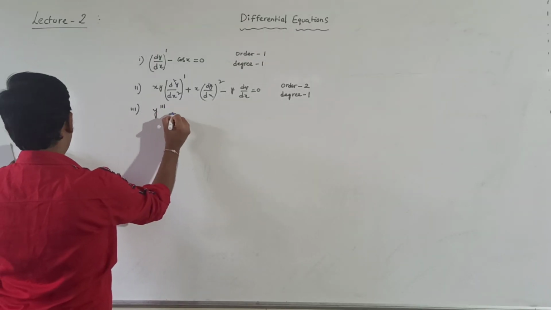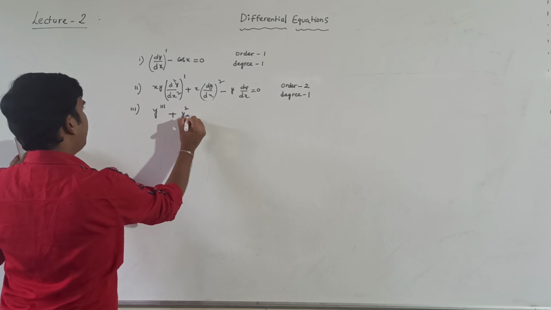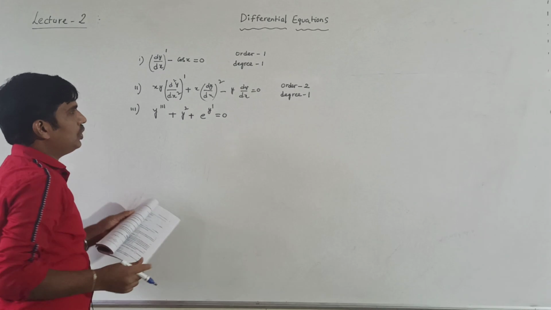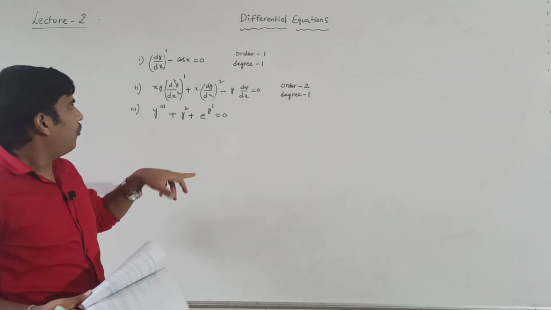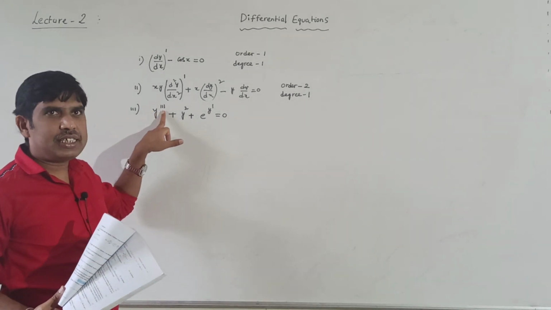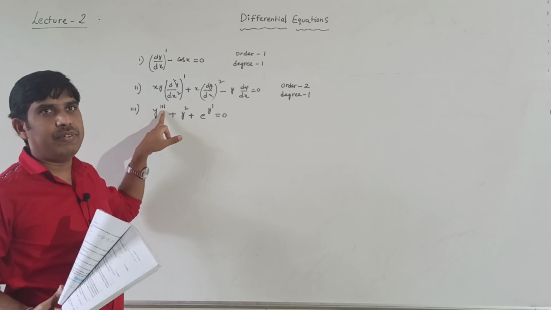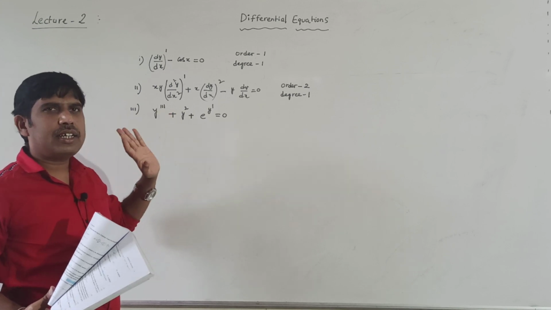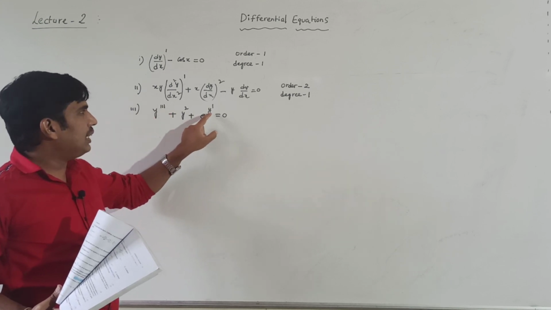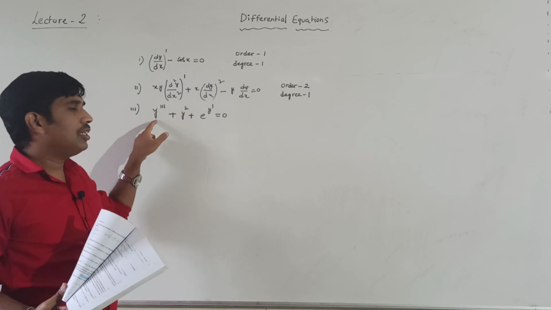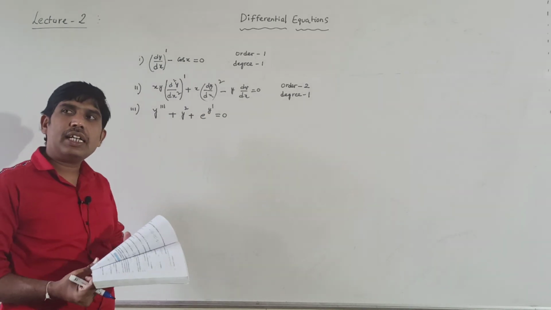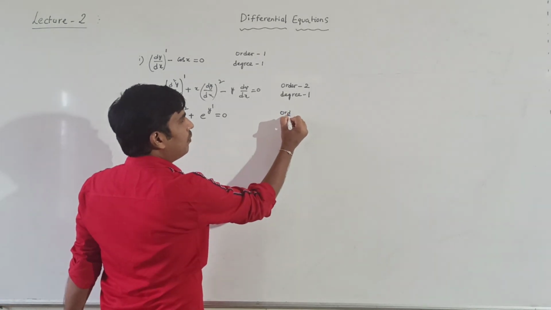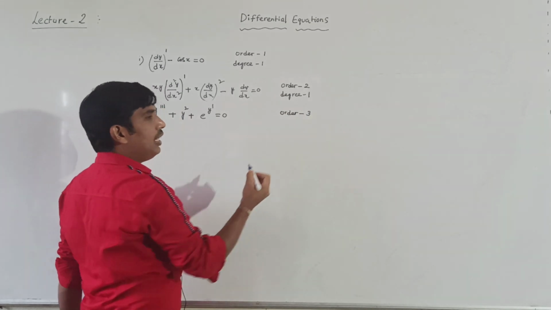y triple dash plus y square plus e power y dash is equals to 0. Here y triple dash, as I said yesterday, is a third order derivative, y dash is a first order derivative, and y square is a general term only. So this is first order derivative, this is third order derivative. Which is the highest order derivative? Nothing but third order. Therefore the order of this differential equation is 3.